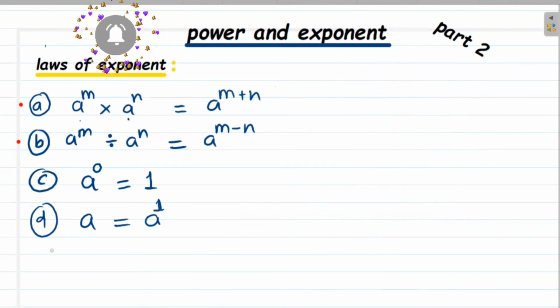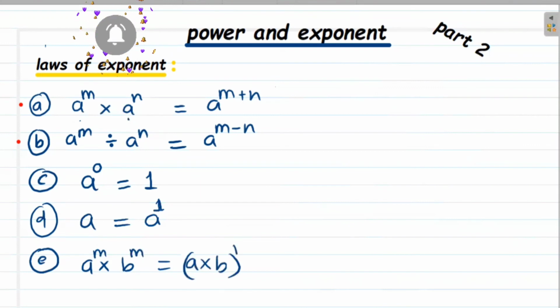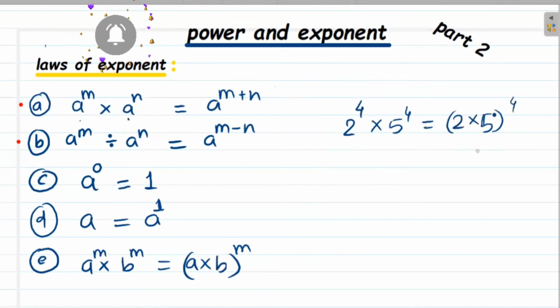Okay, so in this way I can write any number by giving exponent 1. Let's move to the fifth law, which is the same exponent law. If I have a raised to m multiplied by b raised to m, then I can take the exponent common. How? Let's see the logic behind it. If I have 2 raised to 4 multiplied by 5 raised to 4, then I can write (2 multiplied by 5) raised to 4. That is nothing but 10 raised to 4. According to the law, I can write that.